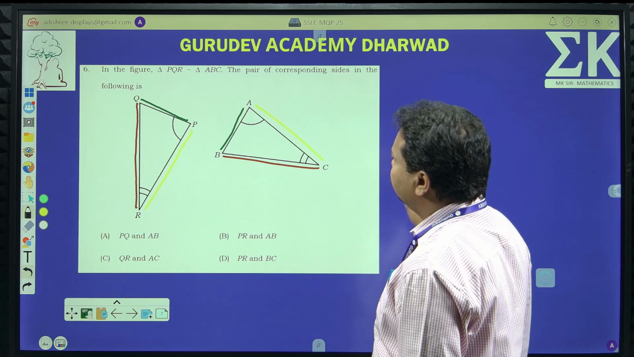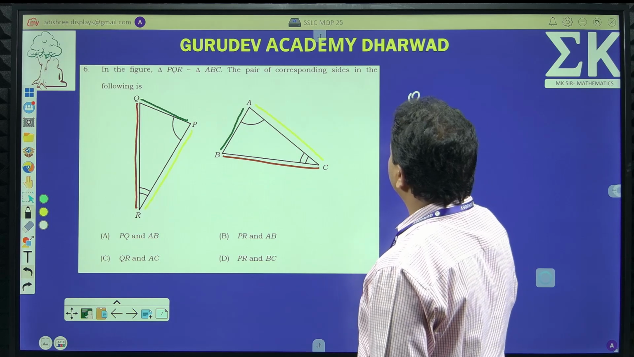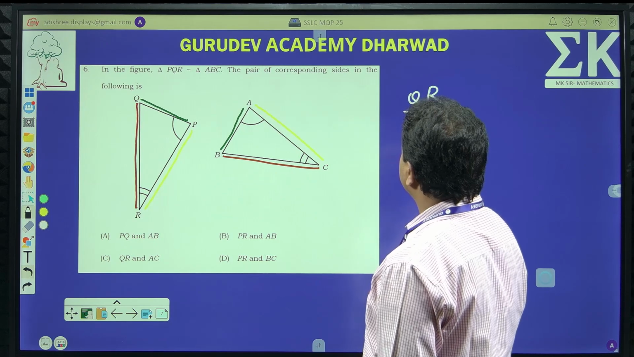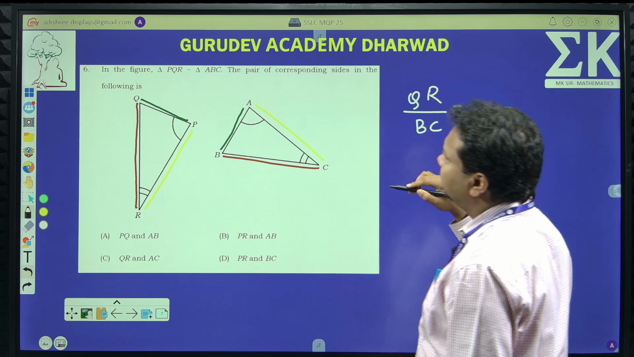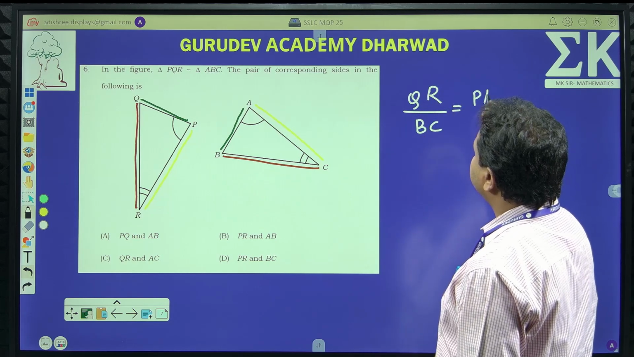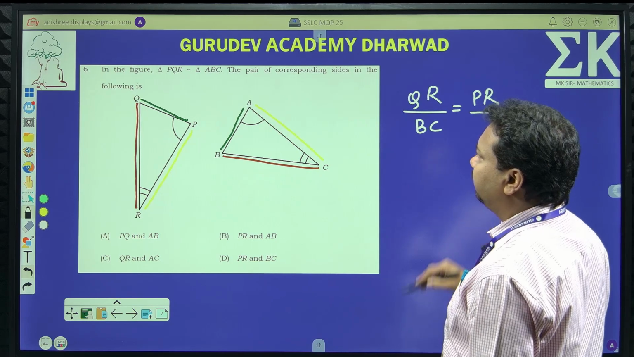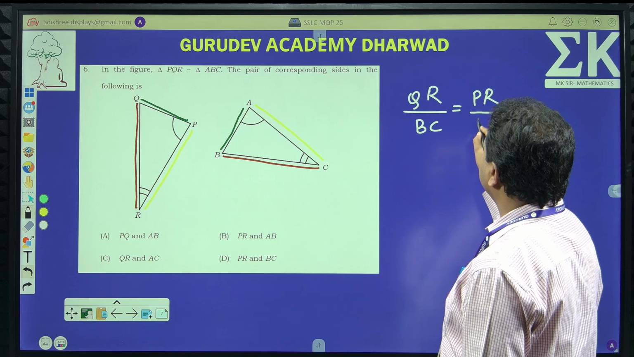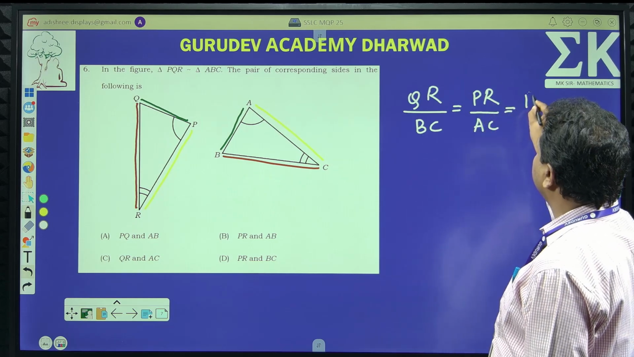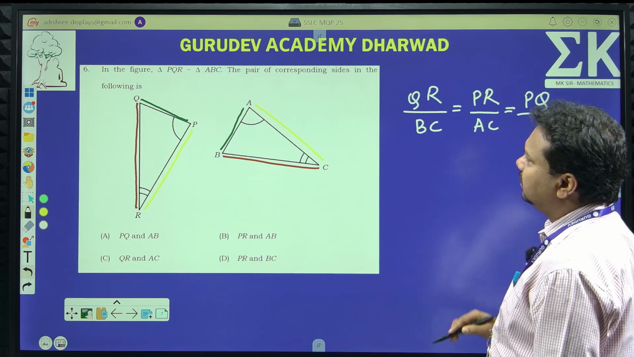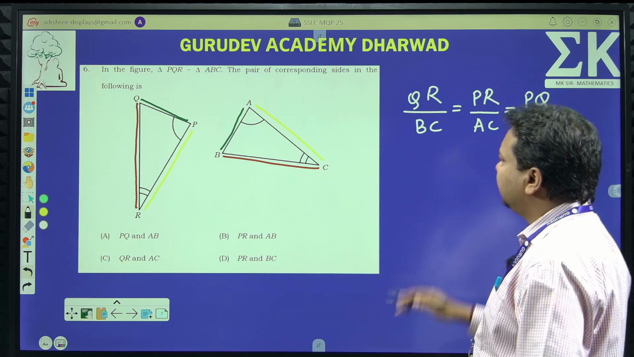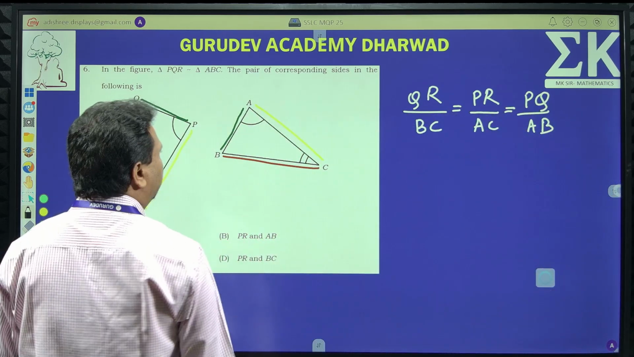So, the side opposite to P is QR, the side opposite to A is BC, that is equal to the side opposite to Q which is PR, the side opposite to B which is AC, the side opposite to R which is PQ, and the side opposite to C which is AB. I think you can easily understand this relation. Therefore, which are the possibilities?